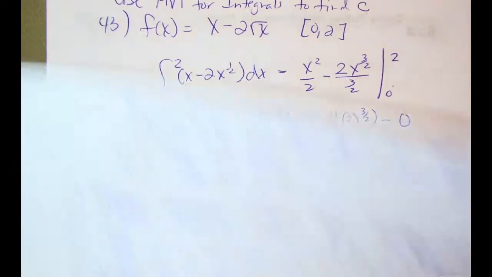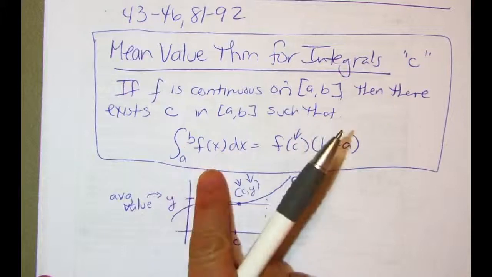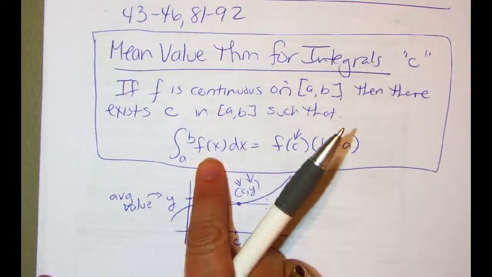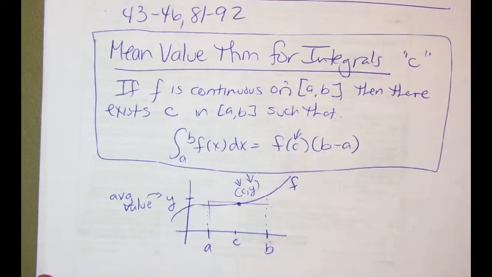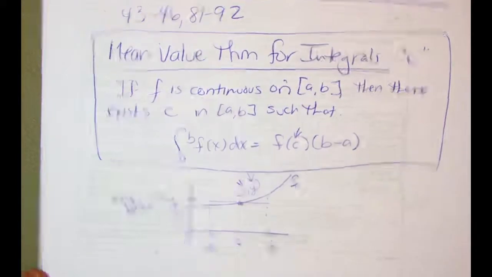So for the mean value theorem, all I have done so far is this side. I've actually taken this antiderivative. Now I'm going to set it equal to this in order to what? To find that c, that value in between a and b.